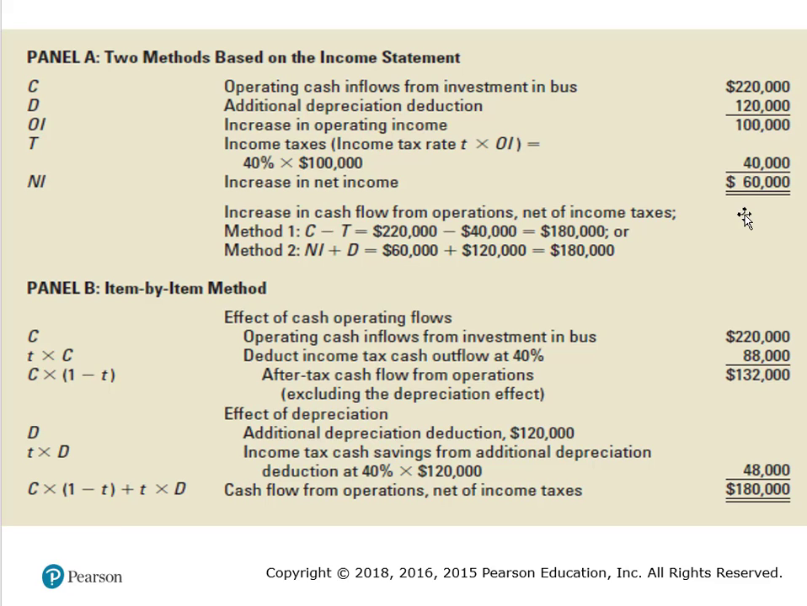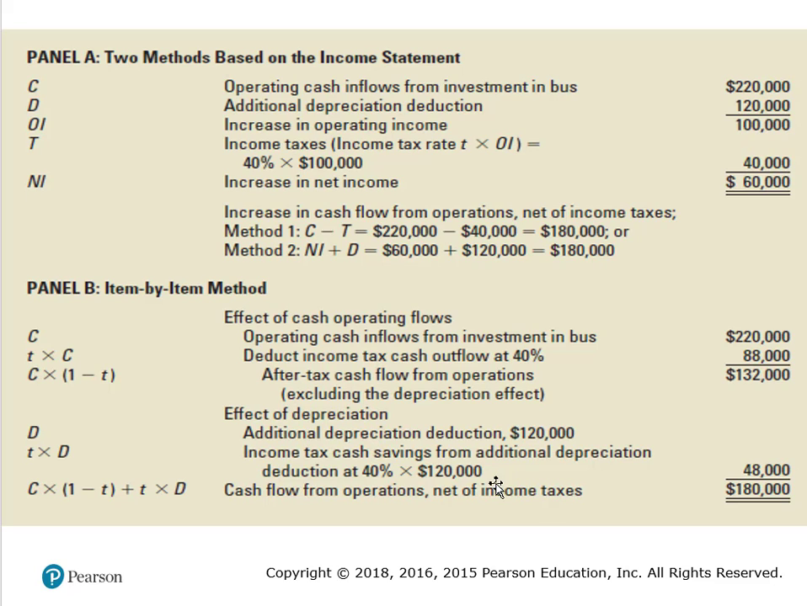Okay, so this is one way to do it. There's two ways that you can do it here, and it just depends on how you want to deal with the tax. All right, so 220 is the cash inflow, depreciation deduction, increase in operating income of 100,000. The taxes are going to be 40% times the 100,000 because we're going to take the depreciation out, and the net increase in net income is $60,000.